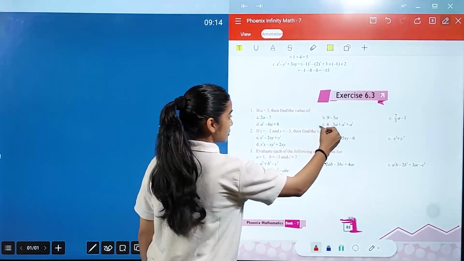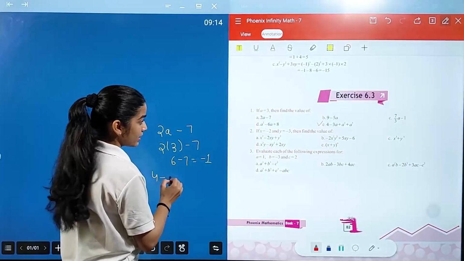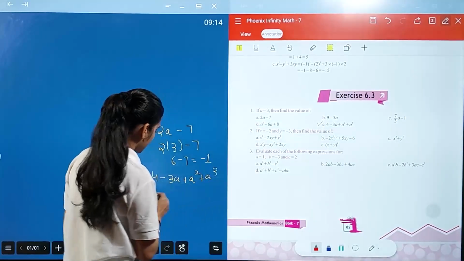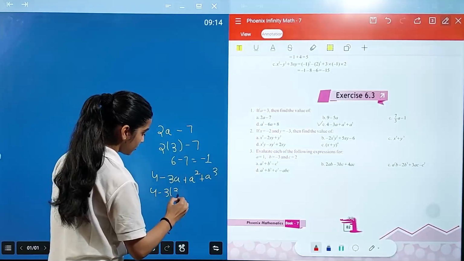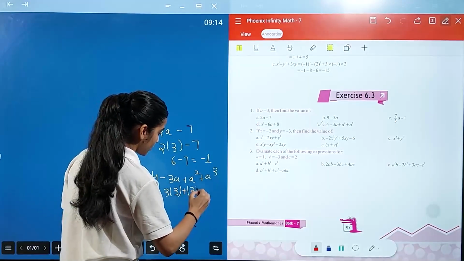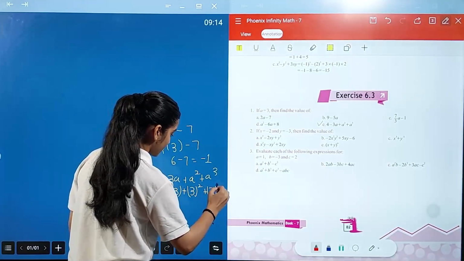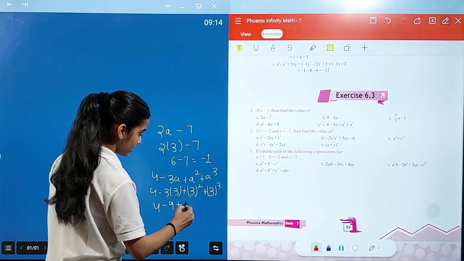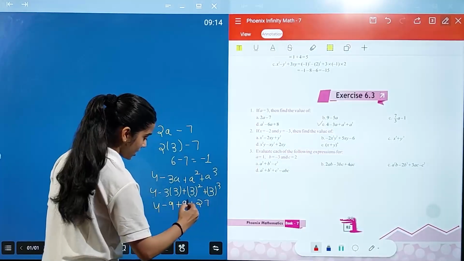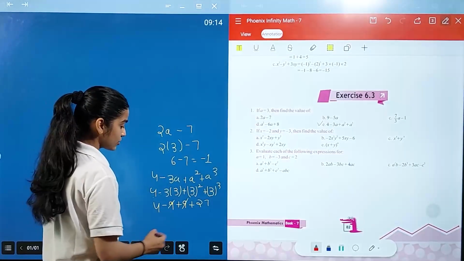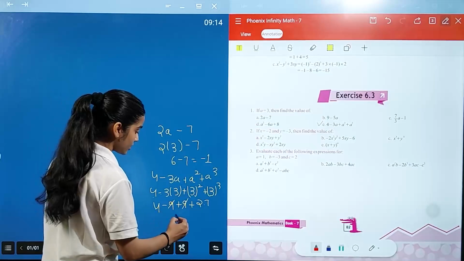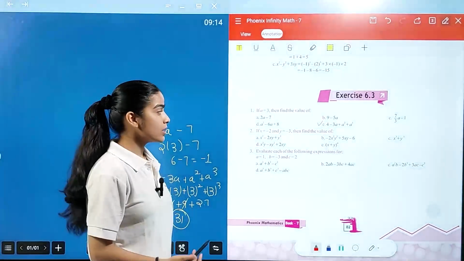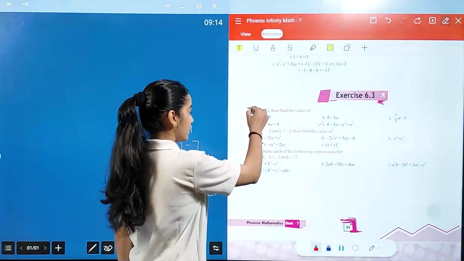Next we take this question. 4 minus 3a plus a square plus a cube. So 4 minus 3 multiplied by 3, plus a square means 3 square, plus a cube means 3 cube. 4 minus 9 plus 9 plus 27. Plus 9 and minus 9 cancel out with each other. 27 plus 4 is 31. So your answer is 31. So in the same way you have to solve it. You have to solve the rest of the parts you have in question number 1.